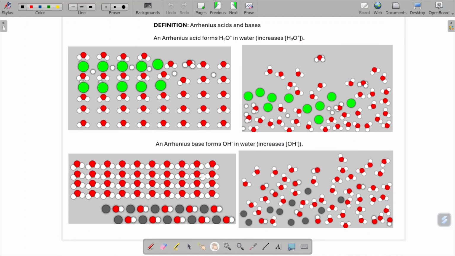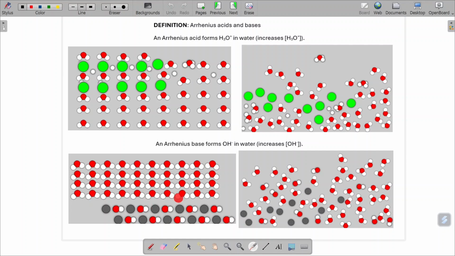On the other hand, Arrhenius said that an Arrhenius base forms hydroxide ions, or OH minus ions. The definition says that an Arrhenius base increases the concentration of hydroxide ions in solution. So if you look at this diagram here, you've got some water, and here you have a base, something like sodium hydroxide. This round gray sphere represents your sodium, and these two are your hydroxide, your oxygen in red and your hydrogen in white.